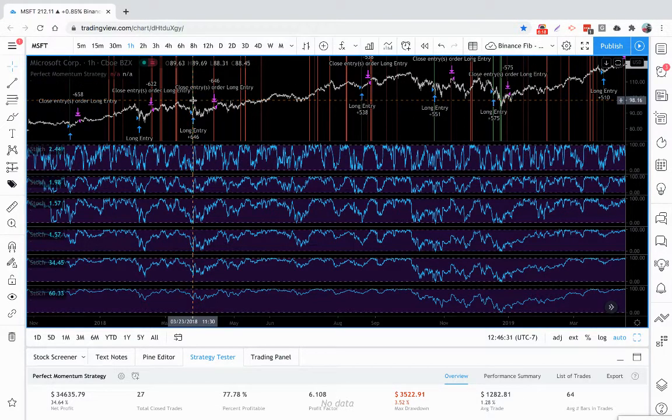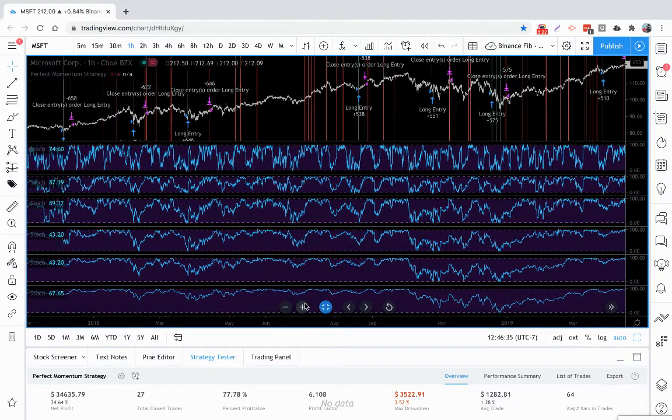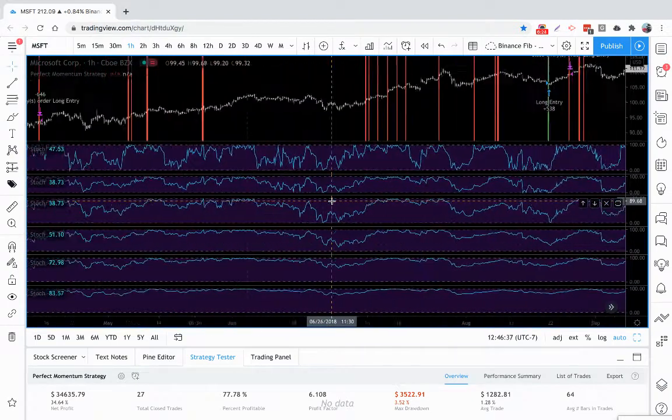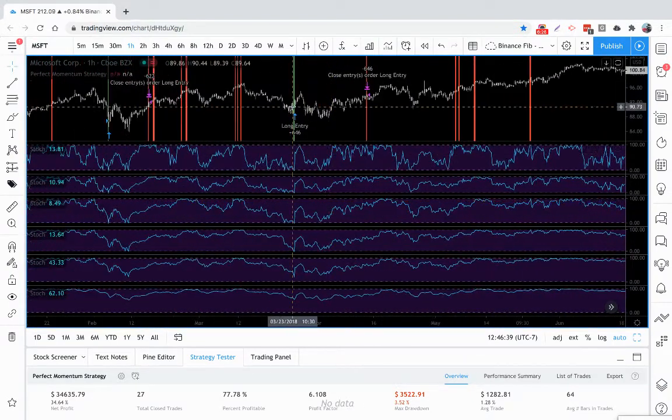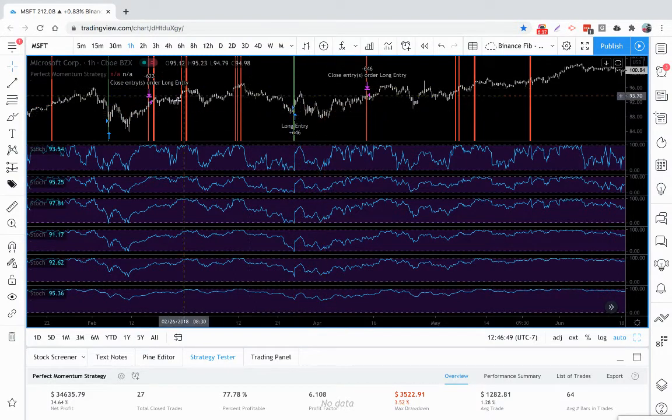See if we can get right on it. Let me get in closer, make it easier. Okay. You can see there, it actually went beneath 1 on both. So this triggered a long entry for us.